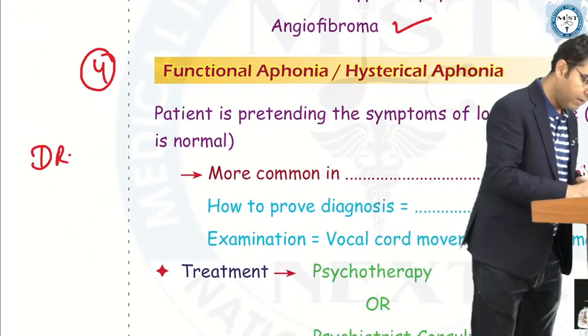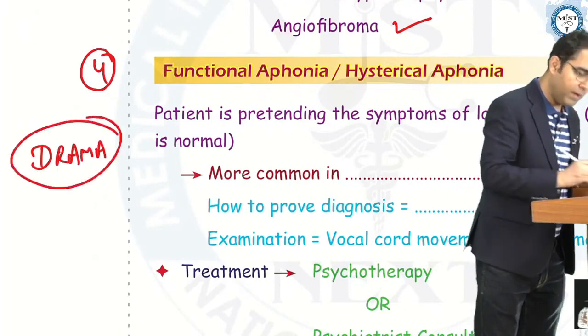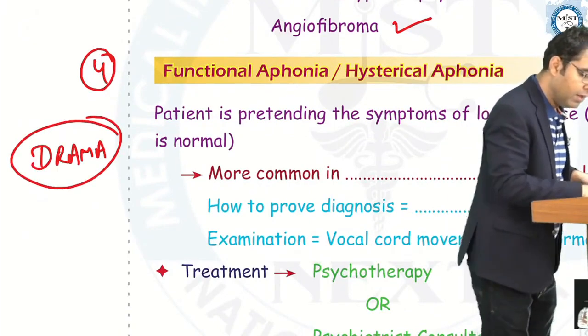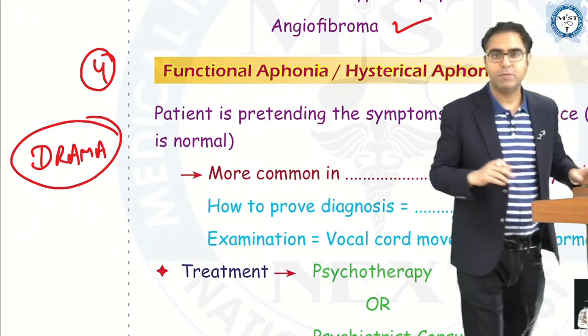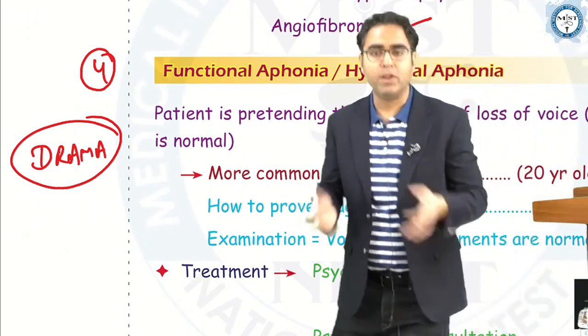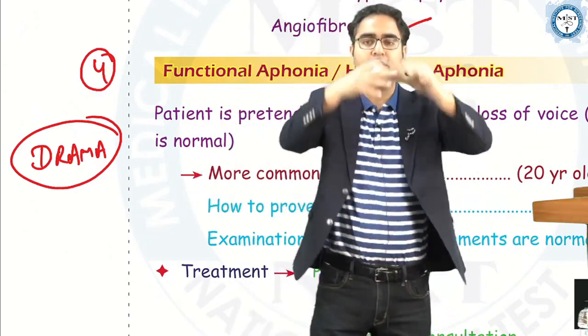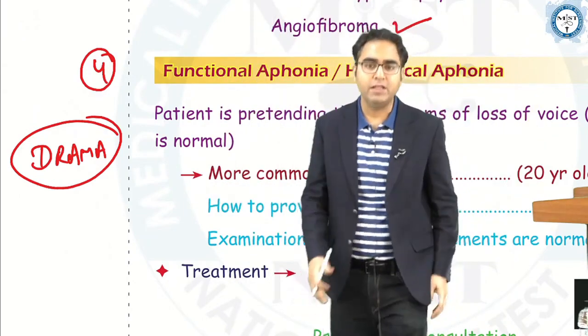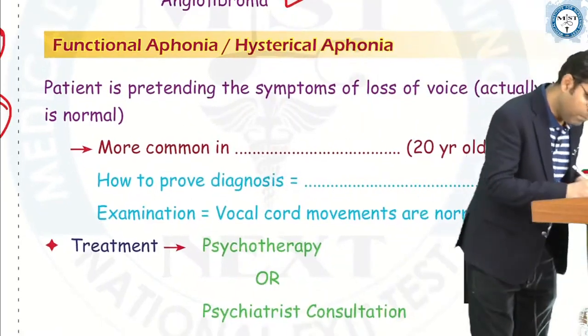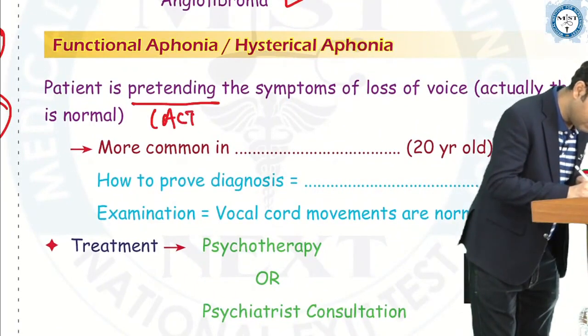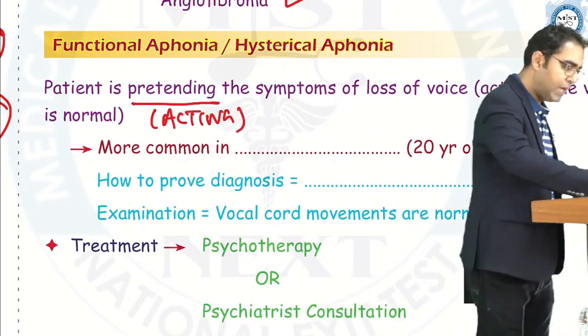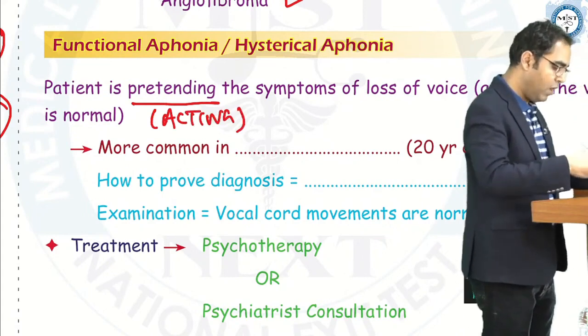Patient is doing drama. Just to make it simple. Patient is doing drama over there, beta. Patient has no problem, but patient is trying to create a scene, a drama over there. Hysteria means create a scene. Patient is pretending the symptom of loss of voice. Pretending means acting. In simple language, acting, beta.